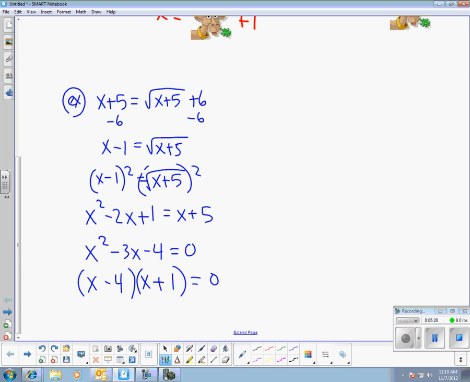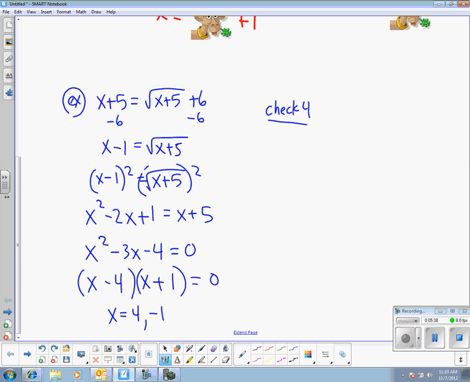Minus 4 plus 1, yeah, good. So my two answers are x is 4 and negative 1. If those two values make the original true, I've solved it. That's what it means to solve, to make sure it makes the original true. So let me check 4 real quick.